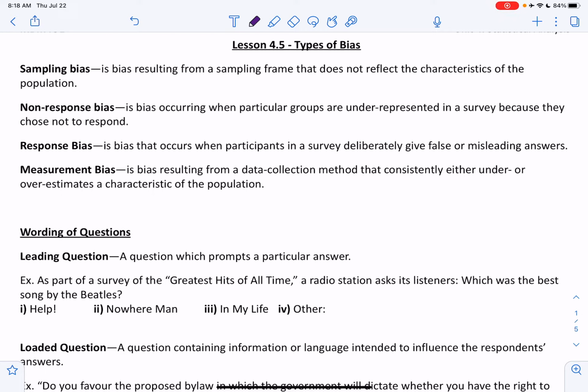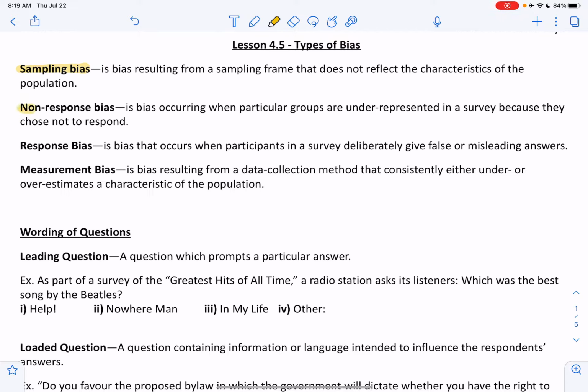For this lesson, we're going to be looking at types of bias. So the first one is sampling bias. And sampling bias is bias that's resulting from a sampling frame that doesn't reflect the characteristics of the population. So for example, if I'm looking at which grade 12 courses should be offered in summer school, and if I'm asking a bunch of grade 9s, that sampling frame doesn't make sense for who I'm targeting and the results I want to get. So that's what's called sampling bias.